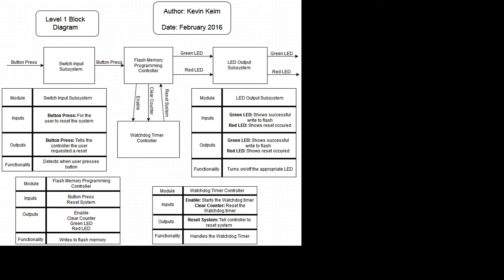We have 2 inputs of enable and clear counter. The enable input just starts the watchdog timer, and the clear counter input clears the watchdog timer to prevent it from timing out. And we have 1 output of the watchdog timer controller, which is the reset system, and that tells our main module to reset, to actually reset the system.